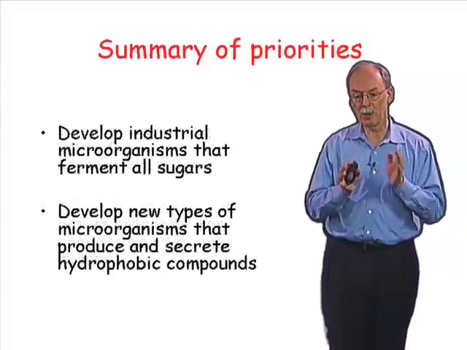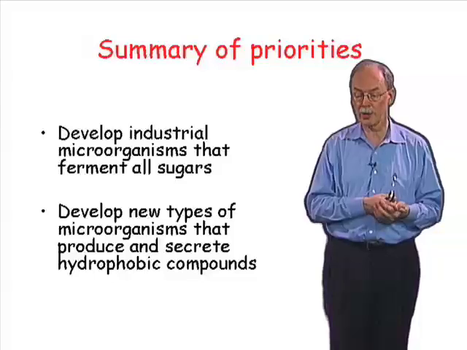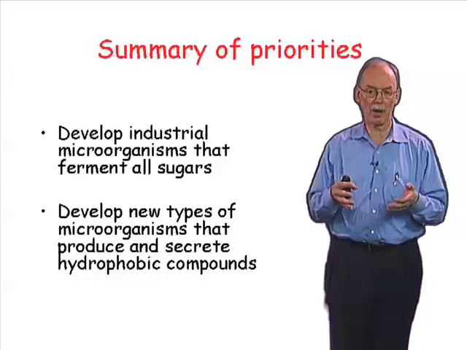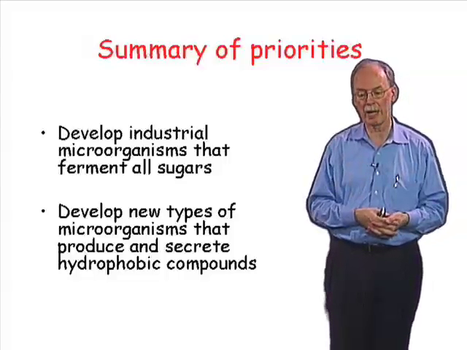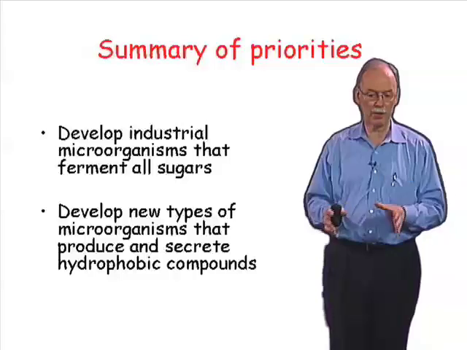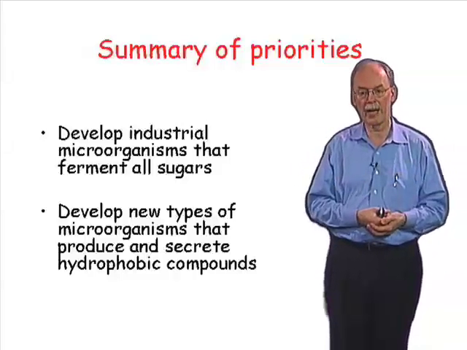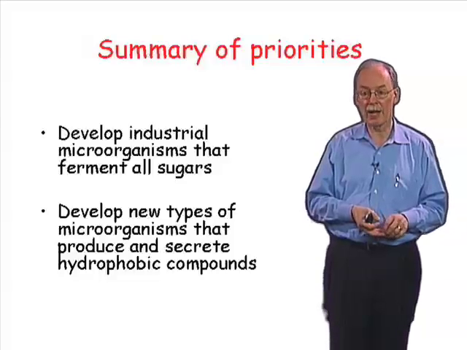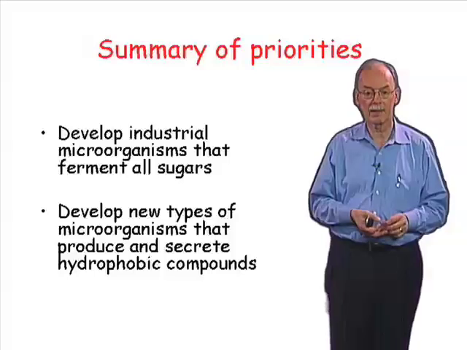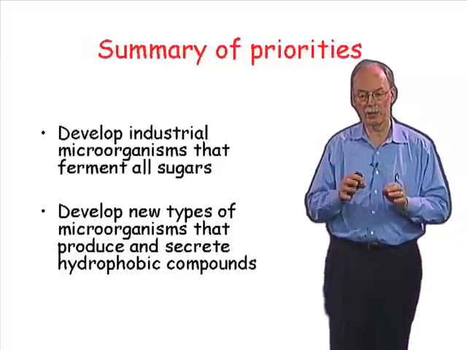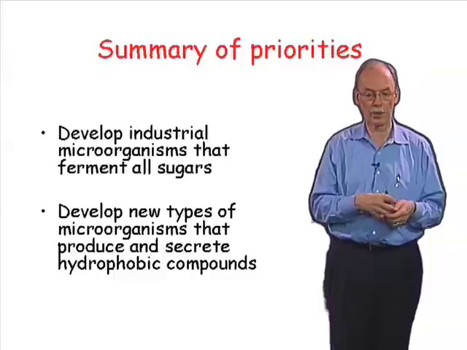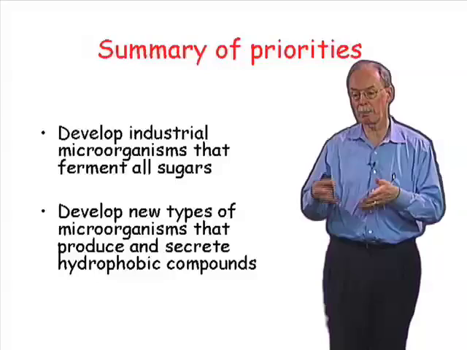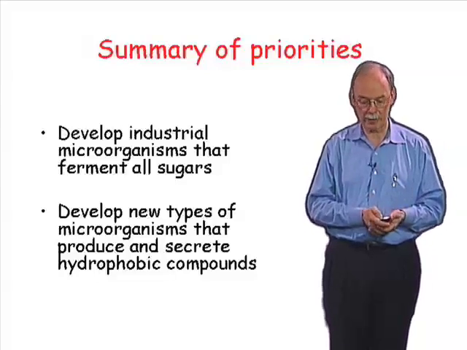I think we need to develop new industrial microorganisms that can ferment all the sugars, and also organisms that can be resistant to certain inhibitors that arise during the degradation of biomass, and can thrive in large-scale industrial reactors. And finally, I think there's a big opportunity to develop microorganisms that can secrete what I'm going to call second-generation fuels, such as alkanes or terpenes or various other hydrophobic compounds that will not require replacement of the current infrastructure.